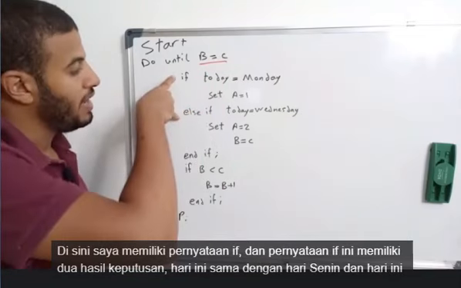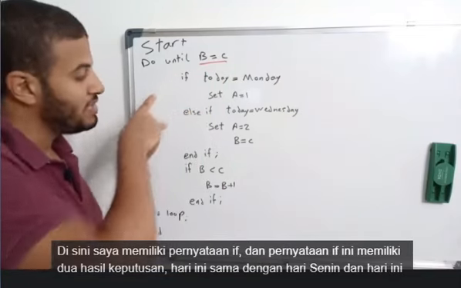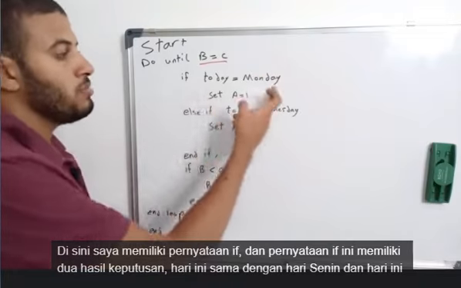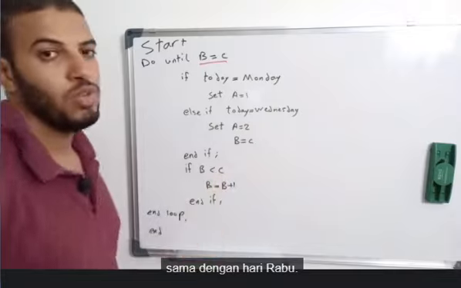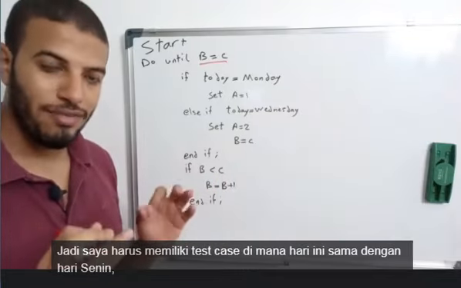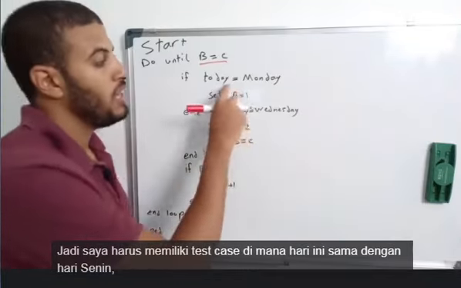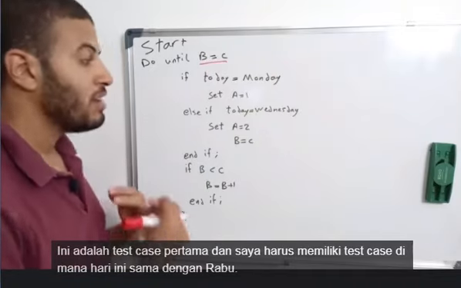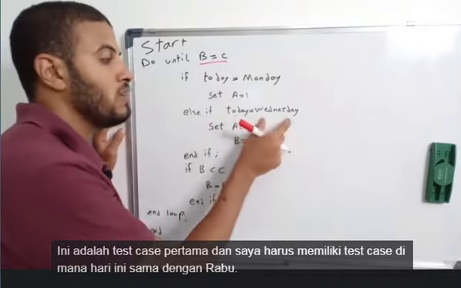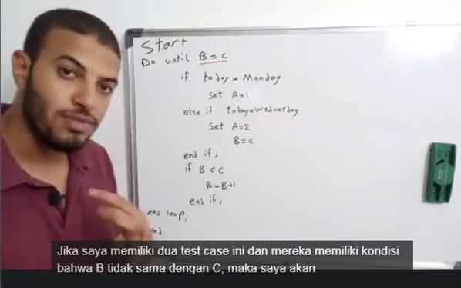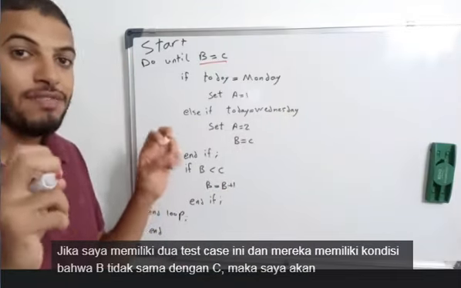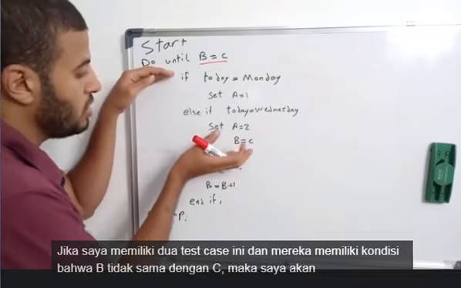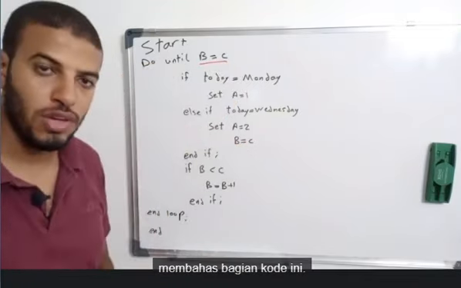Here I have an if statement, and this if statement has two decision outcomes: today equals Monday and today equals Wednesday. So I must have a test case in which today equals Monday. This is the first test case, and I must have another test case in which today equals Wednesday. If I have these two test cases and they have the condition that b is not equal to c, then I will be covering this piece of code, okay?